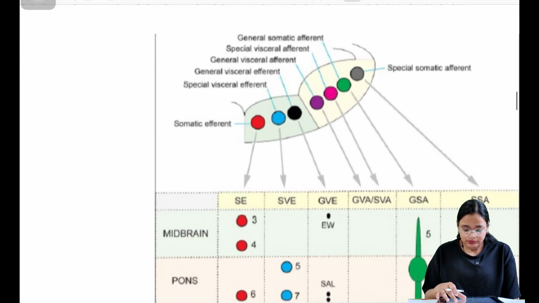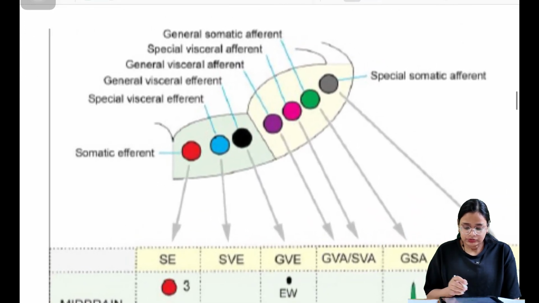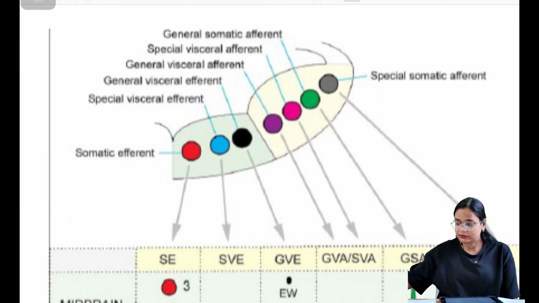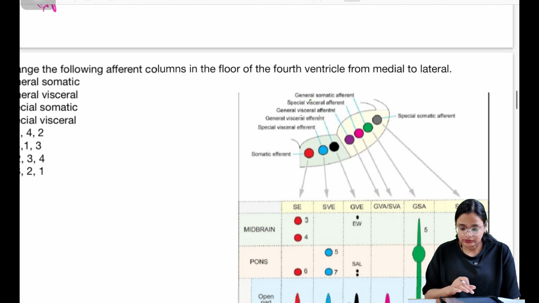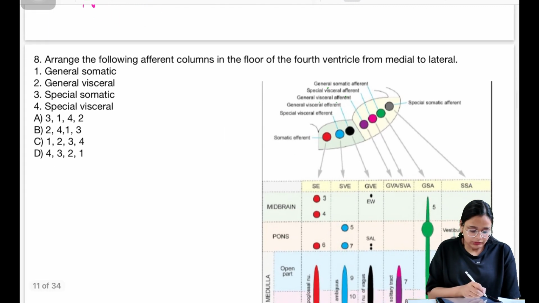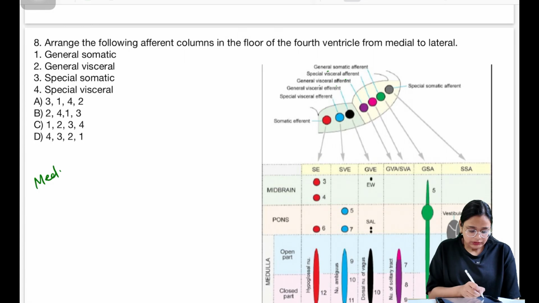So here I have shown the section. Most medially we have somatic efferents, then special visceral efferents, then general visceral efferents, then general visceral afferents, special visceral afferents, general somatic afferents and special somatic afferents. So you can remember the full sequence from medial to lateral.